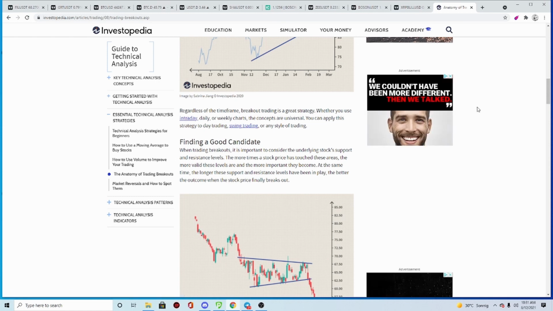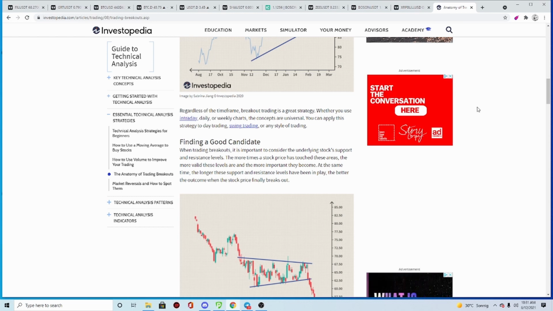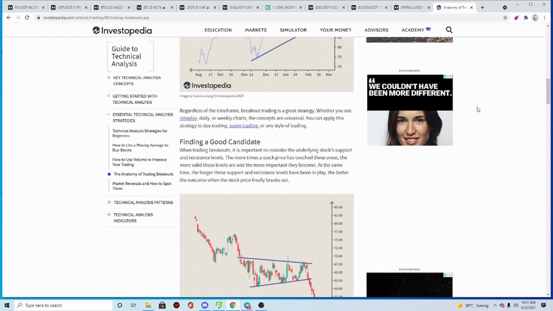Now, regardless of the time frame, breakout trading is a great strategy. Whether you use intraday, daily, or weekly charts, the concepts are universal. You can apply this strategy to day trading, swing trading, and any style of trading, which is great, right?